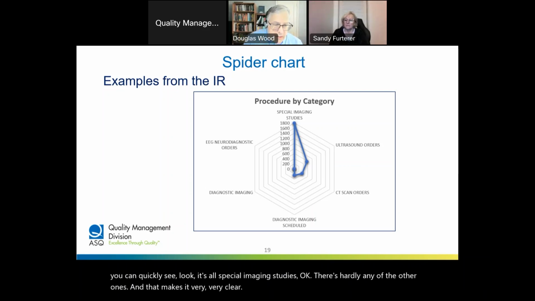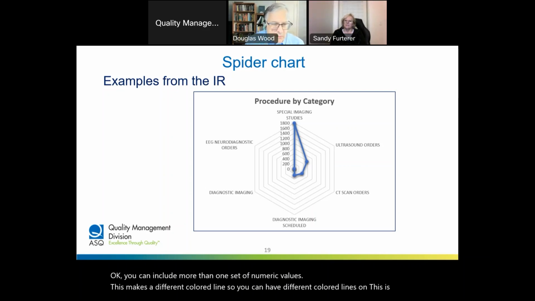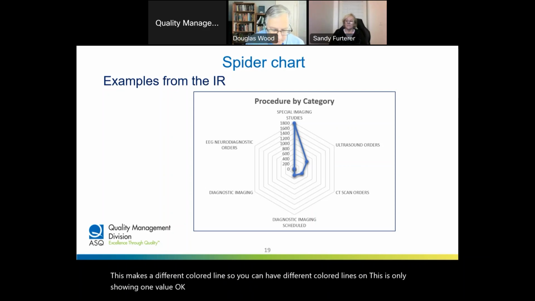Okay, you can include more than one set of numeric values. This makes a different colored line, so you can have different colored lines on this. This is only showing one value, okay? So that would be helpful. Just remember that if you have too many lines, it gets confusing. Stick to the story you want to tell. Next.